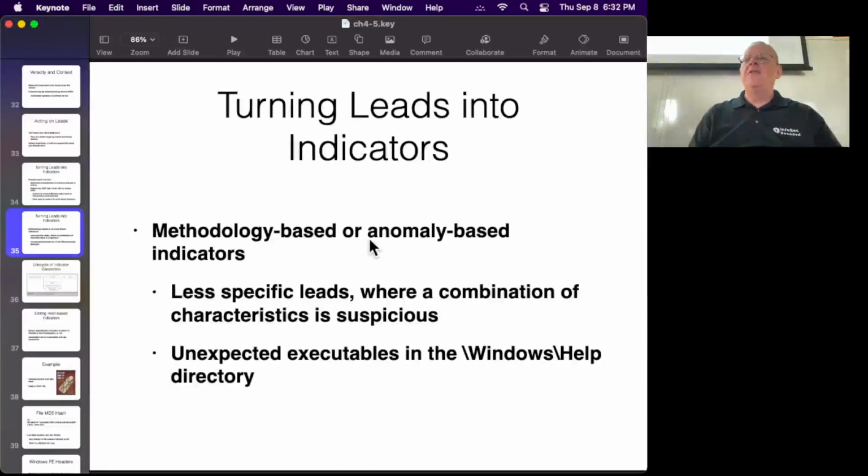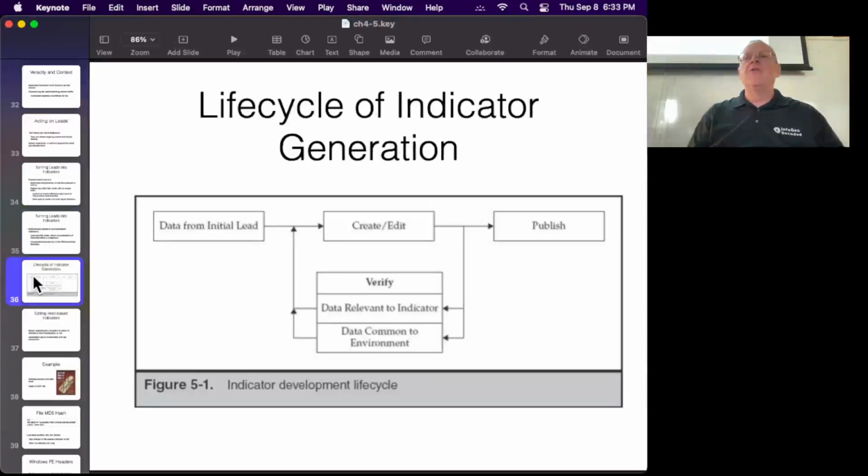Then you might have less specific leads than a particular file or registry keys, things like unexpected executables in a strange directory or things like that. Things that are more vague, but also look suspicious. So you've got an initial lead. You have some information. From that, you try to create a more specific lead.